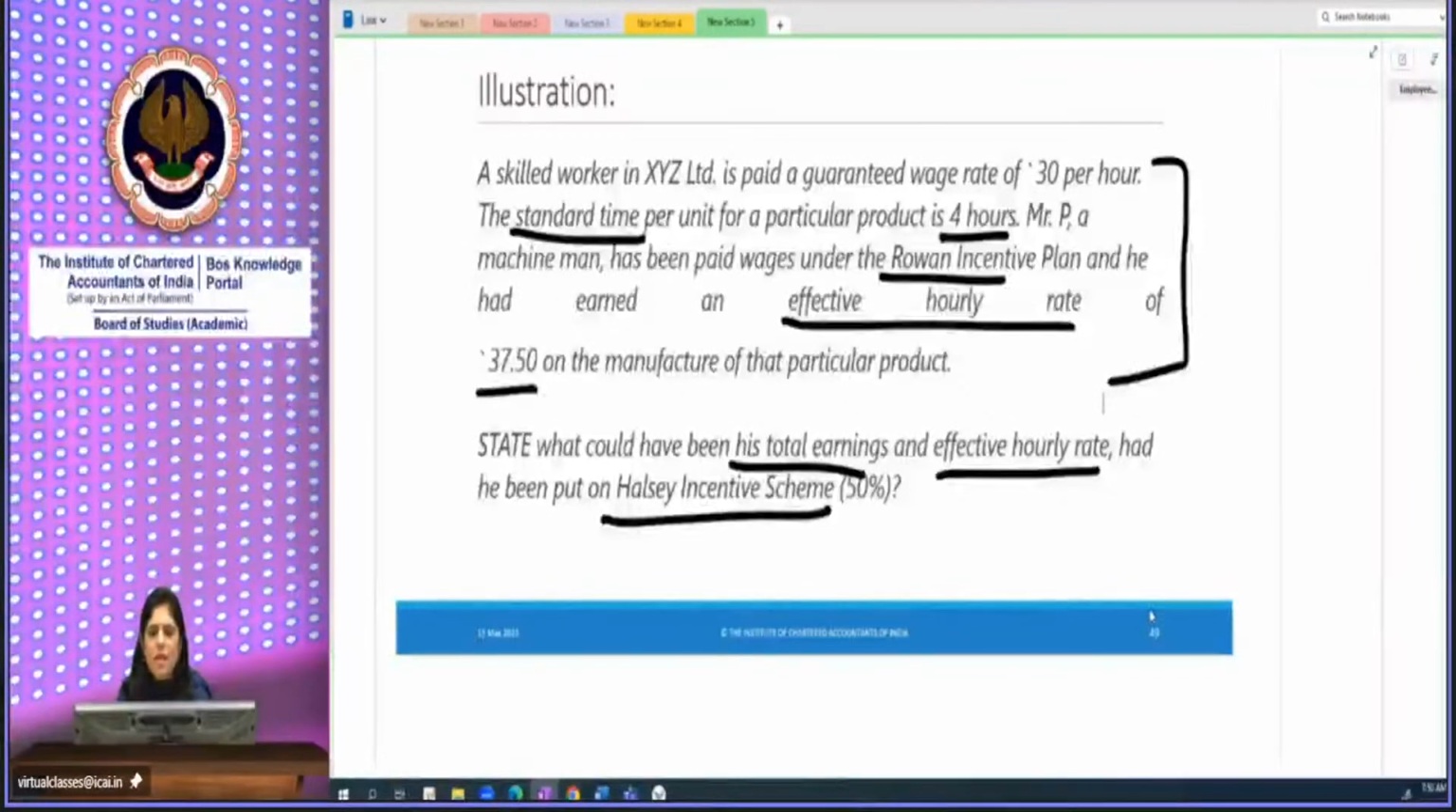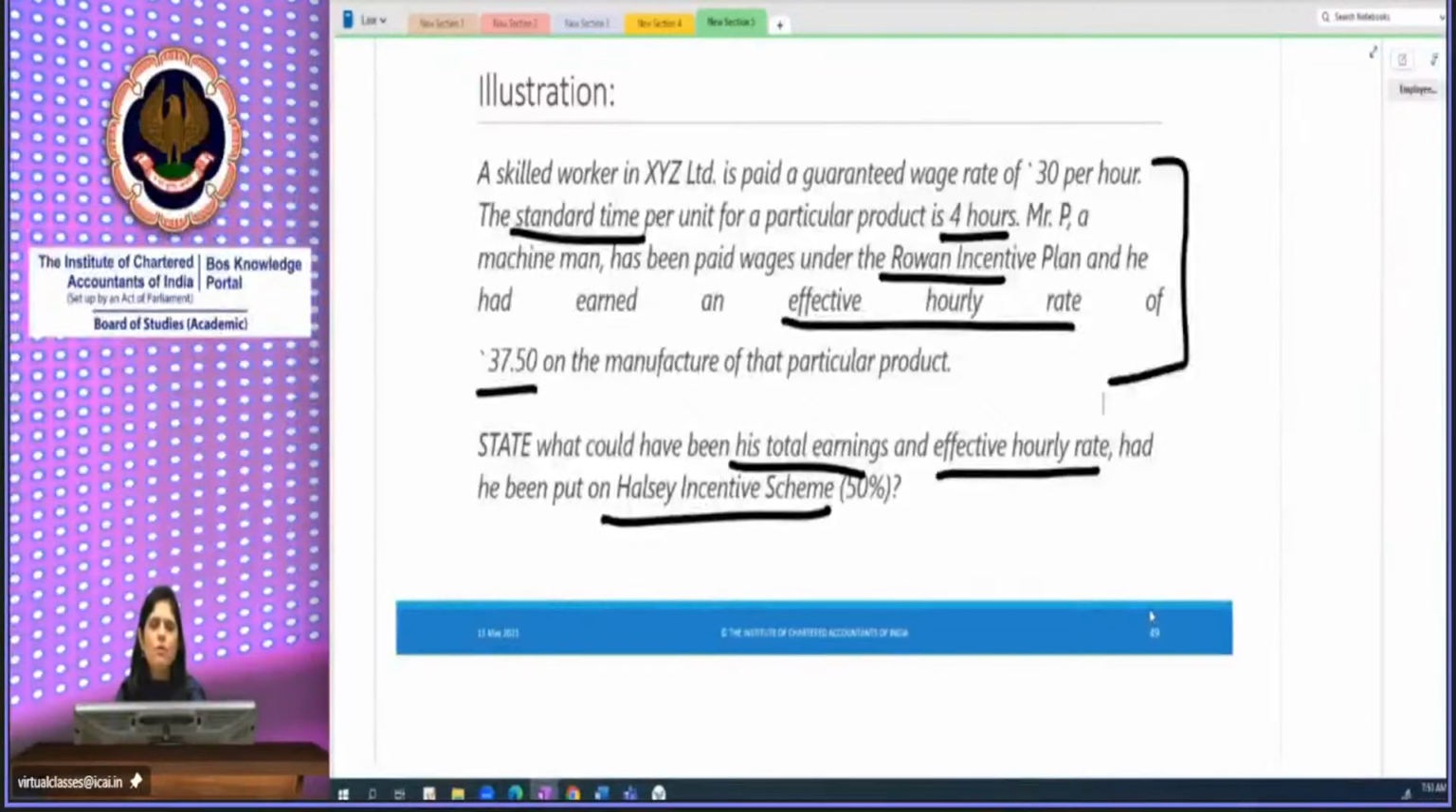All right. Now try to solve under the Rowan scheme. Just do it. Let me see how you can do it. Hardly will you get any direct questions on the Halsey and Rowan. It's all application based questions. So how the information is given and how you construct the question is important. Just try on your own. Try for 2 minutes for the Rowan plan.